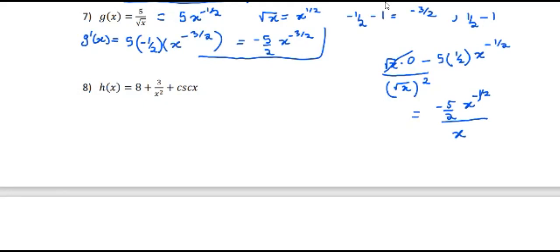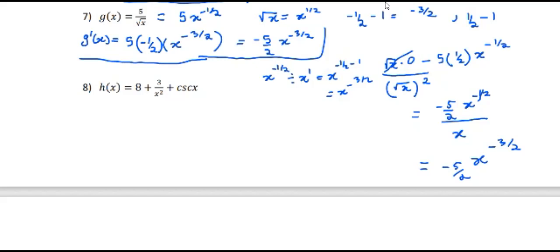Since you're dividing by x, so x to the power negative half divided by x to the power 1, we just subtract the indices. So this is x to the power negative half minus 1, which is x to the power negative 3 over 2. So this becomes negative 5 over 2 x to the power negative 3 over 2, which we had gotten here. So either method is correct. I personally feel like this first method is easier, but that's up to you which way you go.